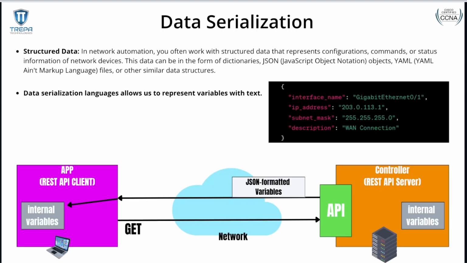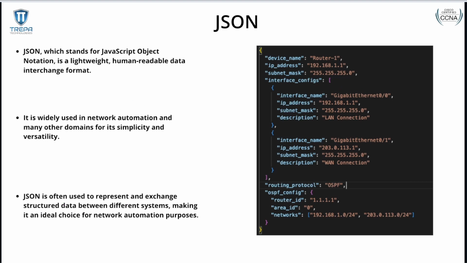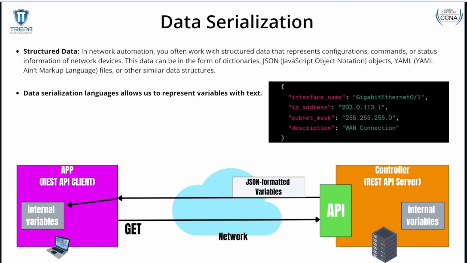Data serialization, so structured data. In network automation, you often work with structured data that represents configurations, commands, or status information of network devices. Kind of like what we see right here. This data can be in the form of dictionaries like JSON, YAML, or XML, or other similar data structures. Because of that, this gives us a standardized way to share information. Data serialization languages allow us to represent variables within text.